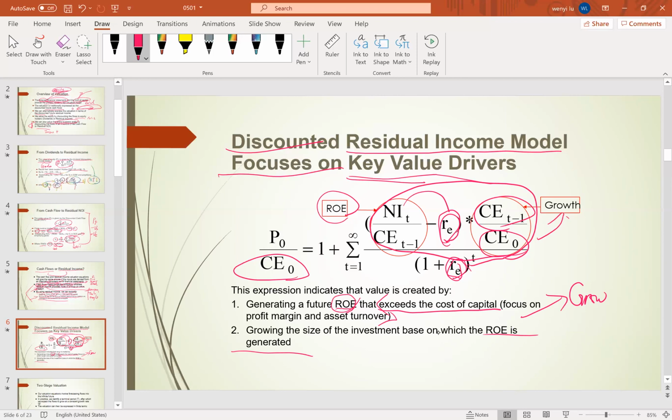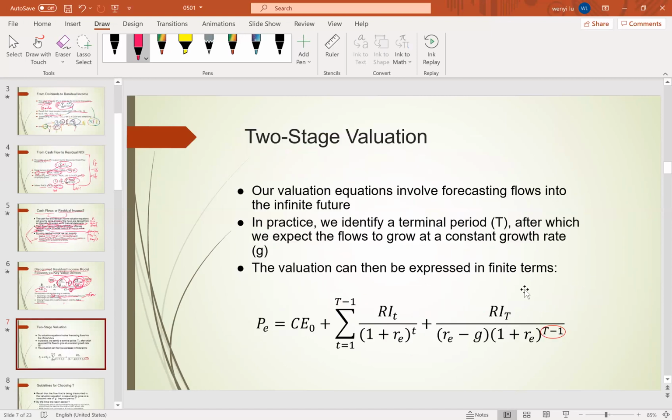You see, if we increase the common equity, our whole value will also be scaled up. That's also part of the resource to increase your equity value. So for our valuations, we will break down into a two stage.